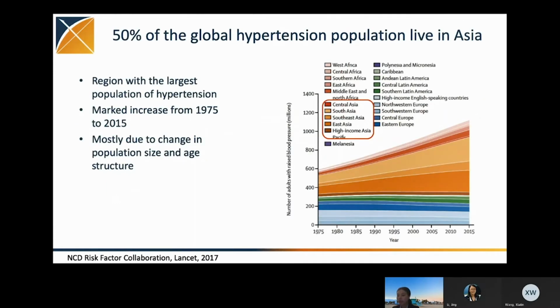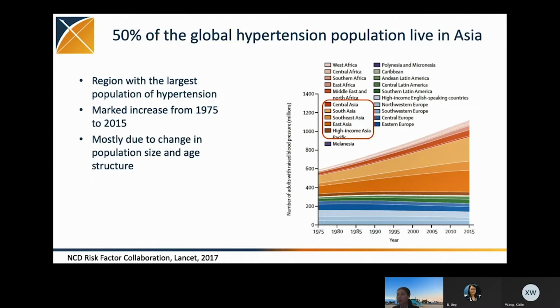Hypertension is particularly relevant to Asia. 50% of the global hypertension population live in Asia. The Asia region, as colored in orange and brown in the figure on the right, has the largest population of hypertension compared to other regions.